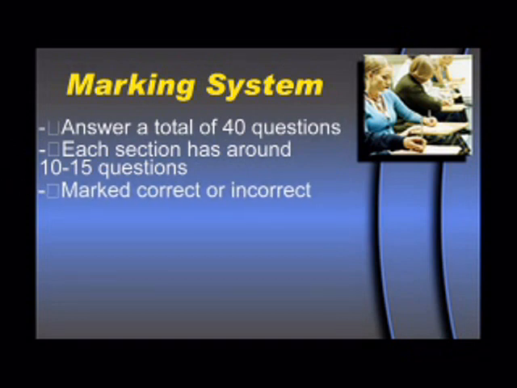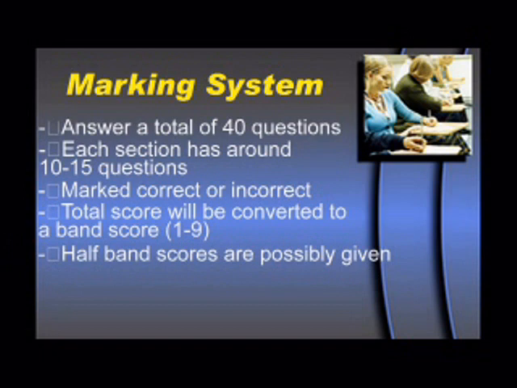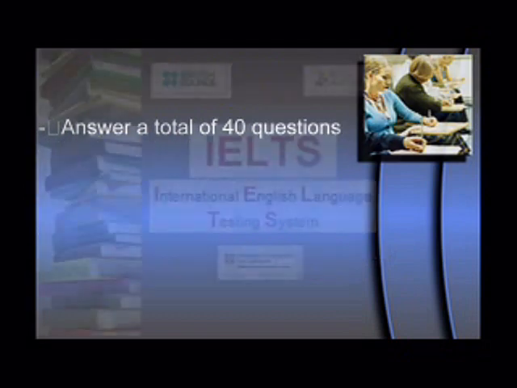Your answers will be marked either as correct or incorrect. Your total correct scores will be converted to a corresponding band score from 1 to 9. You can be awarded a whole band or a half band score for the reading test, as in 7 for a whole band score or 7.5 for a half band score.